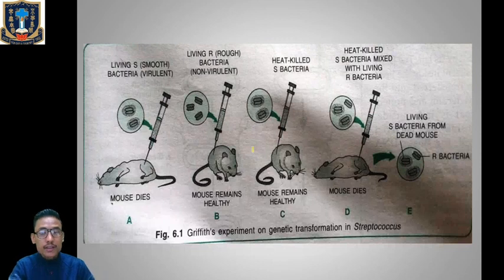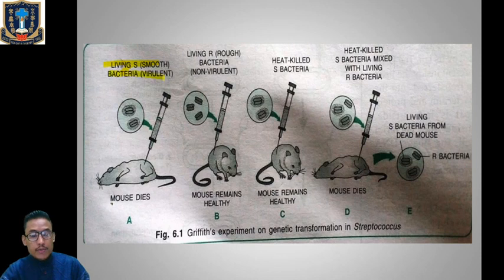So let's look at the diagram. If you look over here, when living smooth bacteria, which is virulent, was injected into the body of the mice, they suffered from pneumonia and usually died. Then living R strain bacteria, which was non-virulent, when injected into the body of the mice, they remained healthier. They did not suffer from pneumonia. And by applying heat, Griffith killed the S strain bacteria. Now it is called heat killed S bacteria.